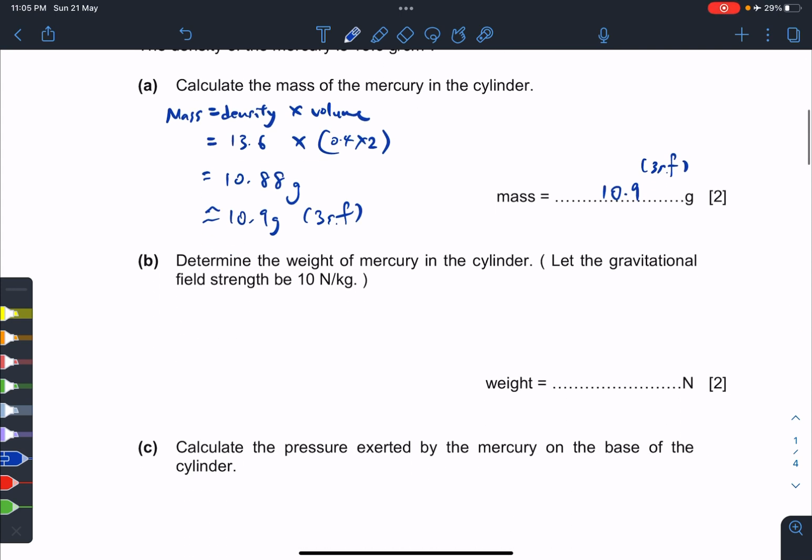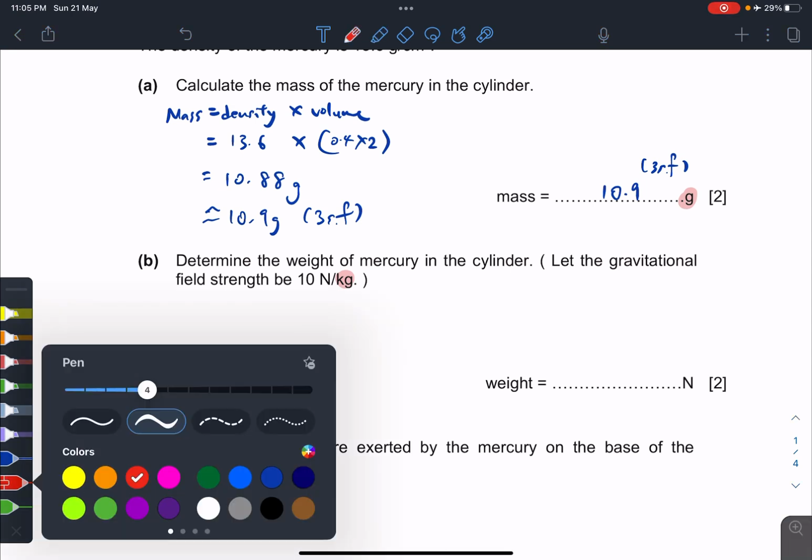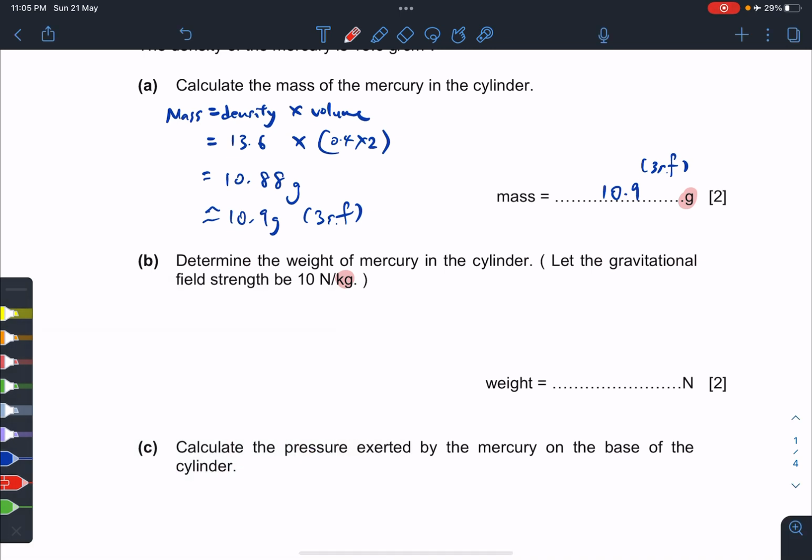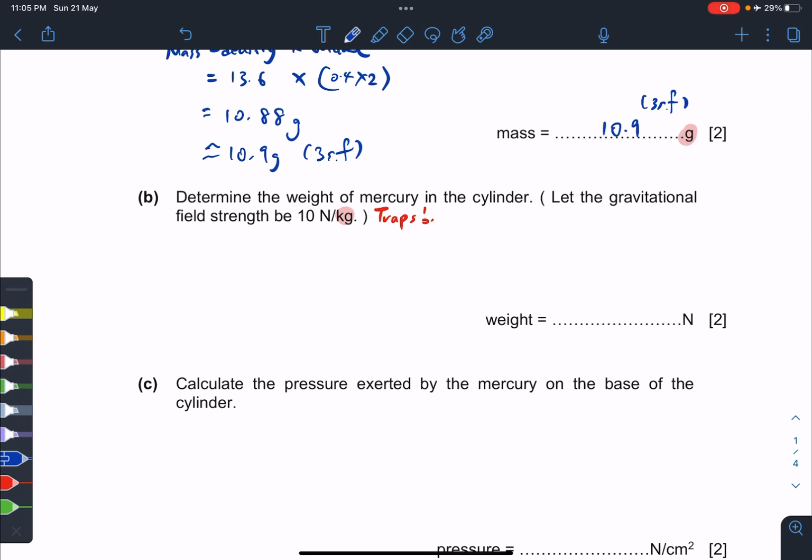Okay, next part. So it's like a trap. This is 10 Newton per kg. But previously we have found out in gram. Oh no, this is a trap. So you should have come across enough questions that some of these traps are essentially just units, the magnitude. So formula there is W equal to mg equal to m, which is 10.88.